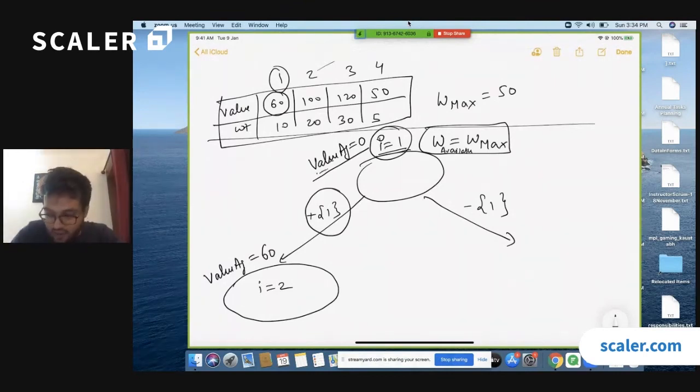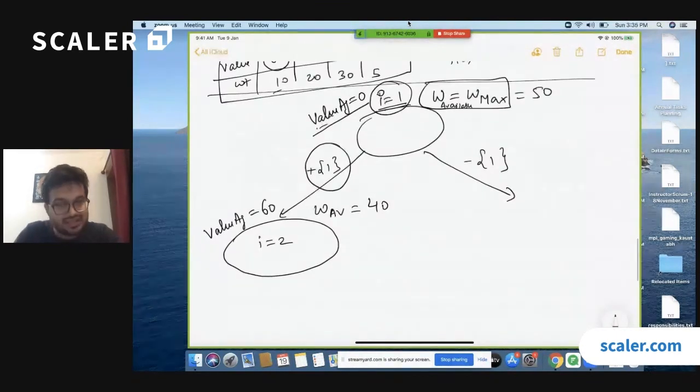You have to take a decision for I is equal to 2 now, and the weight available that is there in the bag. So you guys tell me. Initially, the weight available was 50, right? Now you have included the first item. The weight of that item was 10. So can you tell me the weight available now? The weight available would be 40. 50 minus 10 is 40. So this is how you take this. This becomes one state. If you chose not to include the first element, can you tell me what to do now?